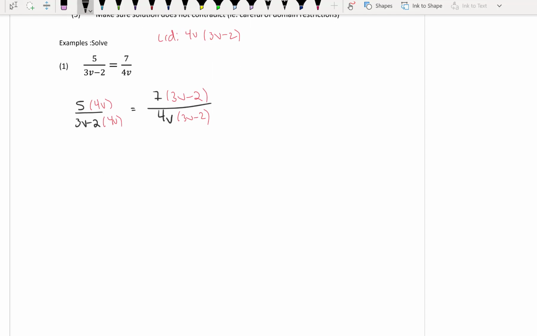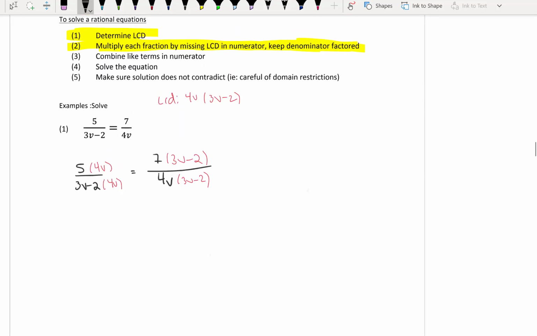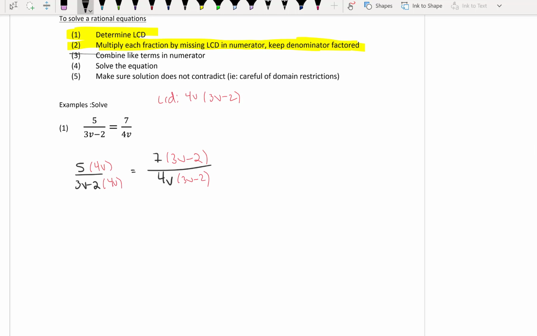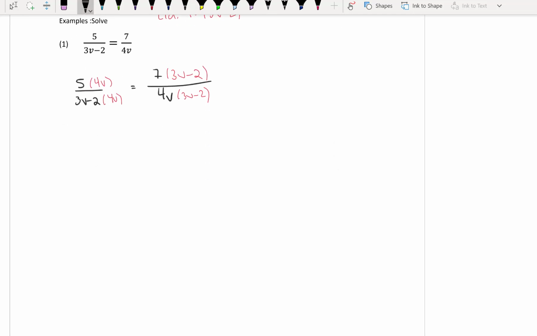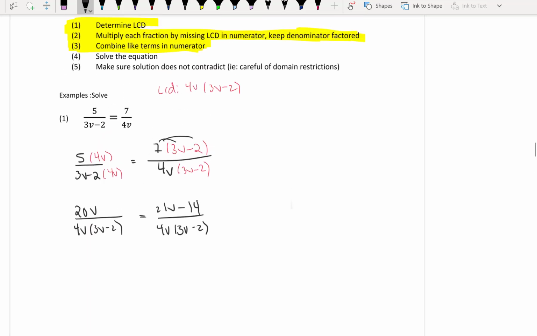So then from here, I am going to do step number 3, which is to combine like terms in the numerator. You're going to leave the denominator alone, but you're going to combine like terms in the numerator. So you're going to have 20v over 4v, 3v minus 2 is equal to 21v minus 14 over 4v, 3v minus 2.